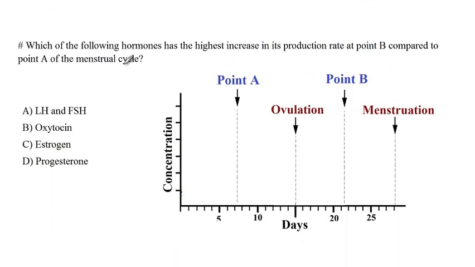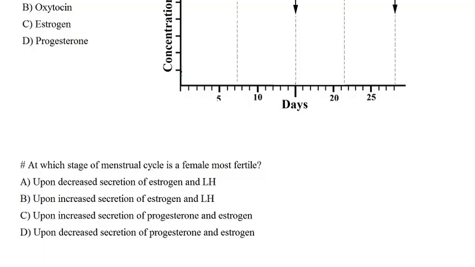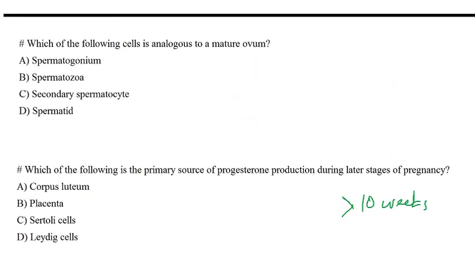Then the next question is, which of the following hormones has the highest increase in production rate at point B compared to point A? Okay, so you should recall the hormone secretion, and that's actually a high yield topic. MCAT loves to ask you about hormonal fluctuations during the menstrual cycle. So which hormone has higher secretion at point B compared to point A? And then the final question is, at which stage of the menstrual cycle is a female most fertile? Okay. All right. Let's go back here.